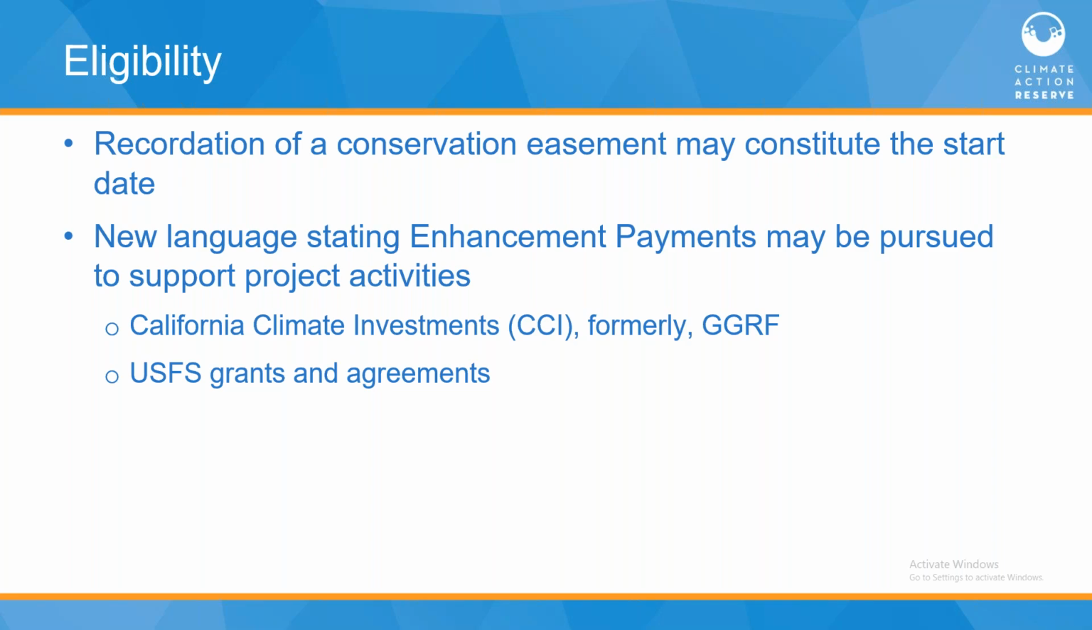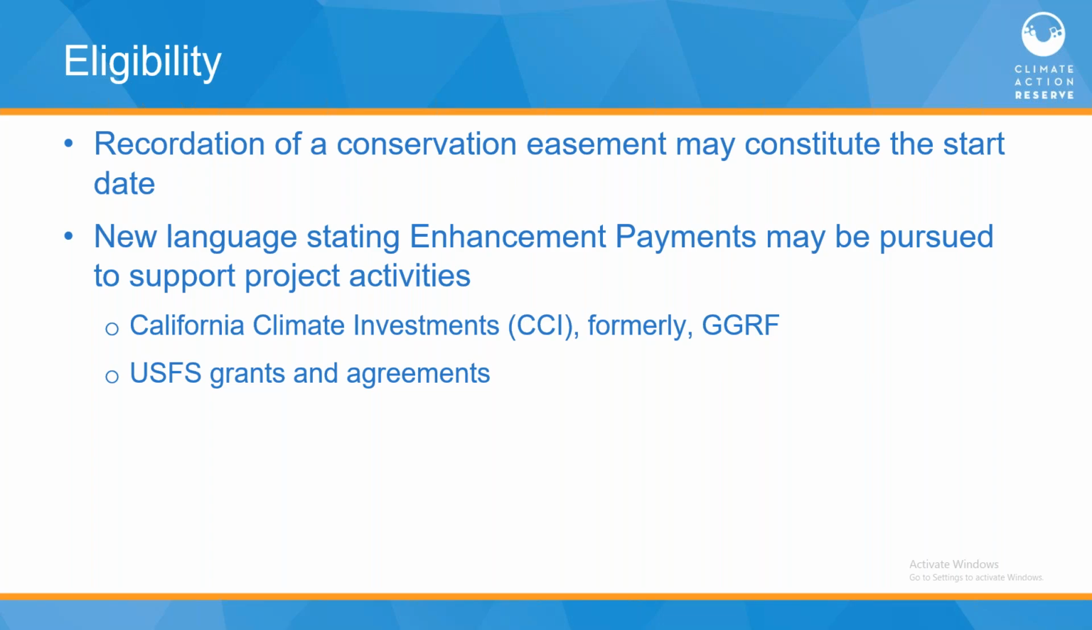On eligibility for projects, we have not made a lot of changes. Typically, projects will use the date they submit the project listing information to us as sort of the trigger for a project start date. However, we've also now added in the option that recordation of a conservation easement may constitute the start date. This is in recognition of the fact that urban forest management projects may end up taking place in parks or open spaces within urban areas that may also benefit from a conservation easement to prevent subdivision.